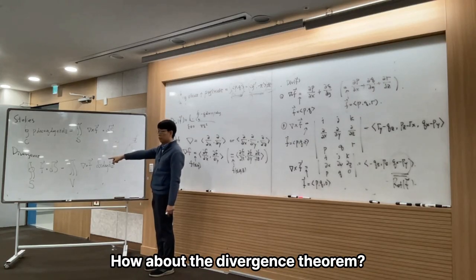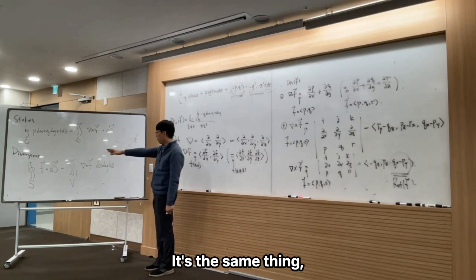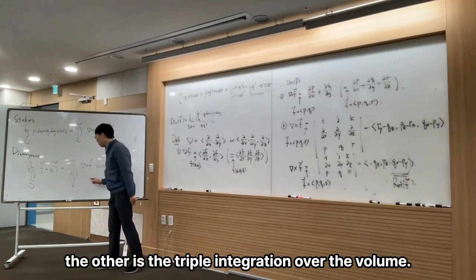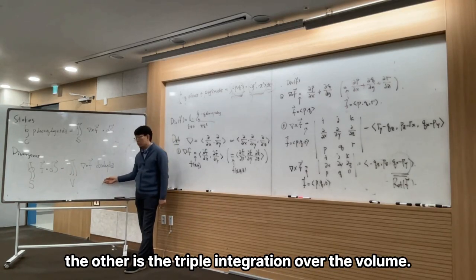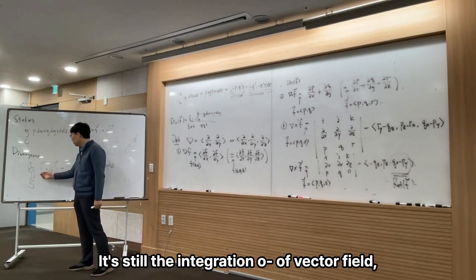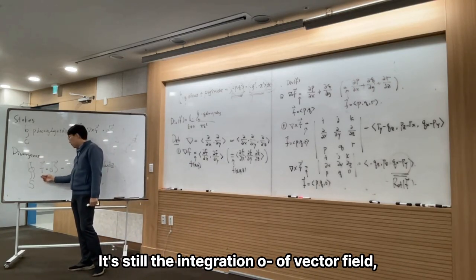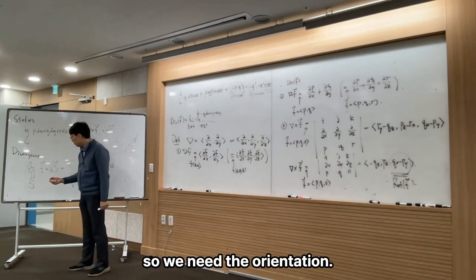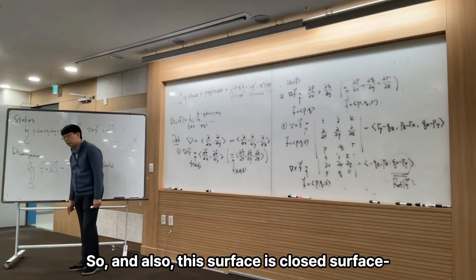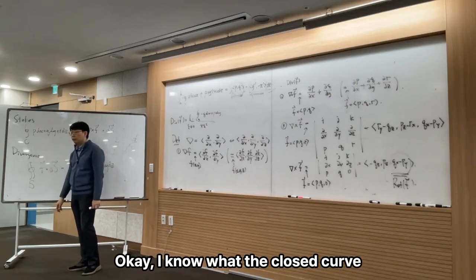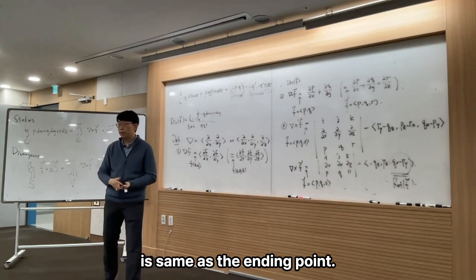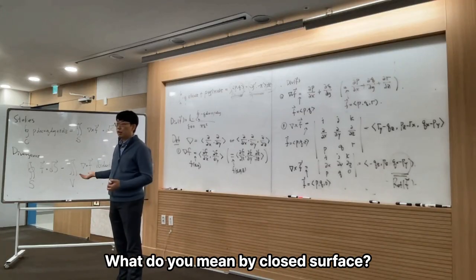How about the divergence theorem? Look at the divergence theorem. It's the same thing. We have two things that are equal. One is the surface integration. The other is the triple integration over the volume. First of all, let's look at the surface integration. It's still the integration of a vector field, so we need the orientation. And also, this surface is a closed surface. I know what a closed curve is, because it's a curve whose starting point is the same as the ending point. What do you mean by a closed surface?